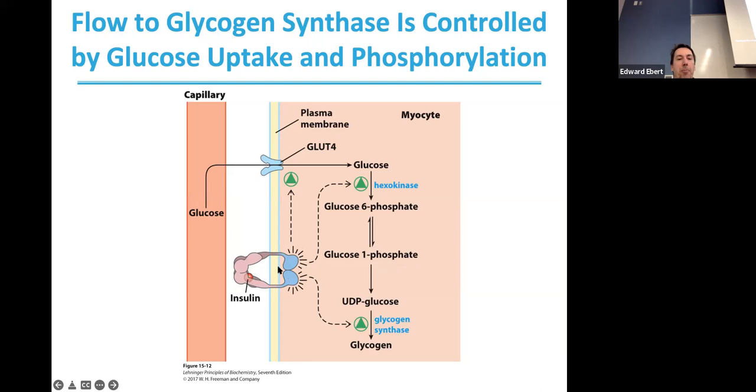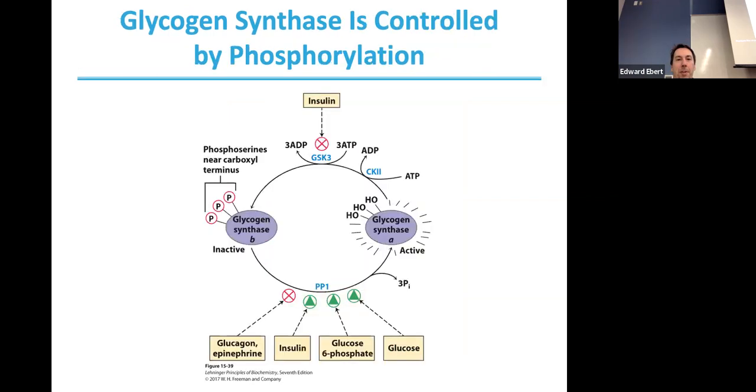So, if we have lots of glucose, we can go to glycolysis. We can also store that as glycogen. Glycogen synthase is controlled by phosphorylation. As we phosphorylate it, we inactivate it, and as we dephosphorylate it, we activate it. So the glucagon and epinephrine are going to inhibit the activation of glycogen synthase. Insulin, glucose 6-phosphate, and glucose are all going to promote the activation of glycogen synthase.